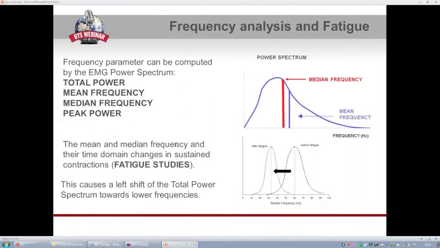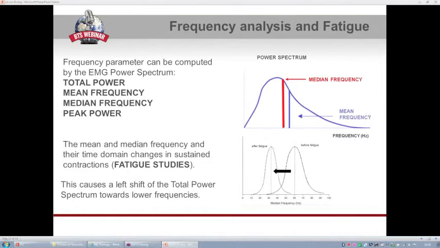Within applied EMG frequency analysis, the most important parameters that are normally used are the mean or the median frequency value. And what we normally consider are their time domain changes during a sustained contraction. This is, for example, widely used in fatigue studies. In fact, within static submaximal contraction, both the amplitude and the frequency-based analysis parameters can show time domain changes during muscular fatigue.